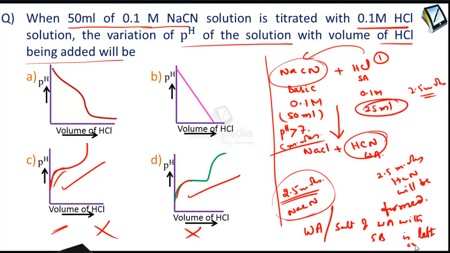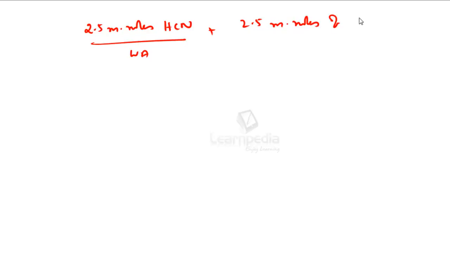What do you understand from this? When we observe the result after the addition of 25 ml of 0.1 molar HCl, what we are left with is 2.5 millimoles of HCN, a weak acid, formed, and 2.5 millimoles of what? Salt NaCN. But what is this salt NaCN? It is the salt of a weak acid and a strong base. In other words, an acidic buffer is formed.